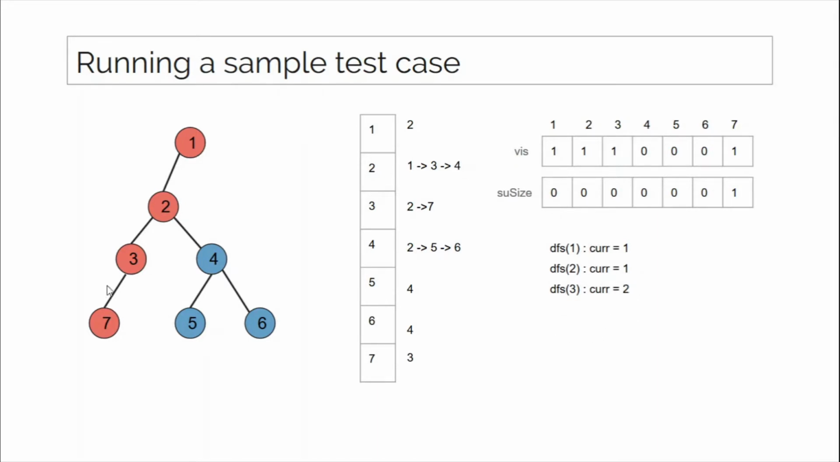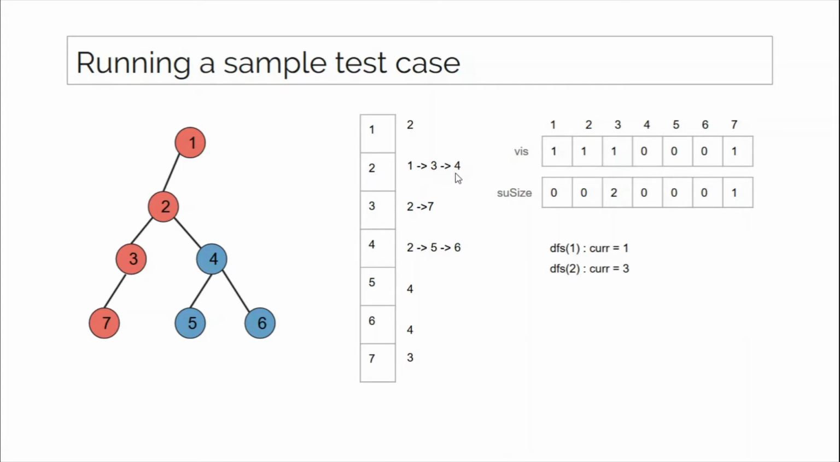As soon as we return 1 to node 3, 3 would update its current, and we would basically add 1 to it, so 3's current would become 2. Now in the adjacency list of 3, we have traversed 7 as well, and there is nothing left, so this must be the subtree size of node 3. So we would update the subtree size of node 3 to be 2, and then we would return 2. When we return 2, DFS of 2 would update its current, and that would become 3. And now in the adjacency list of 2, we have completed the traversal of node 3.